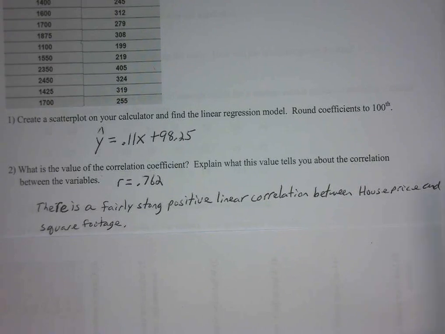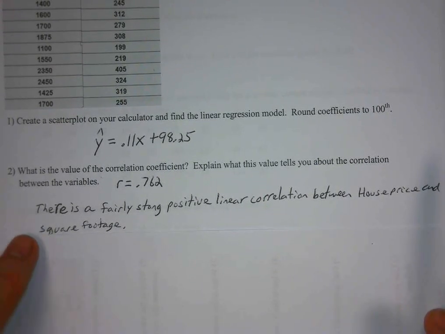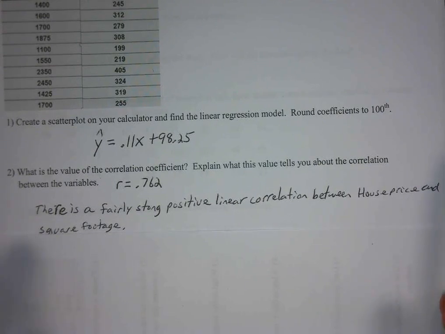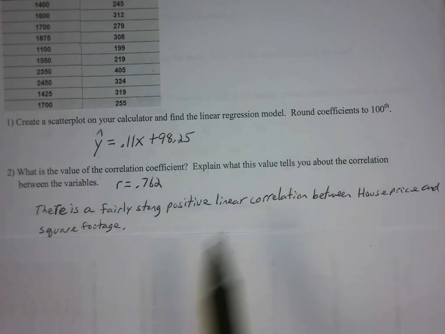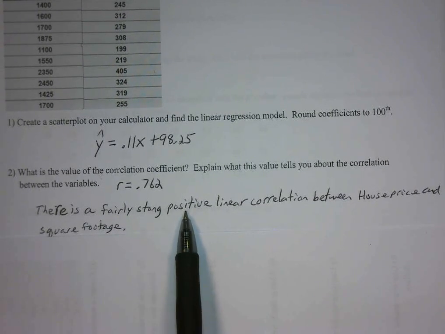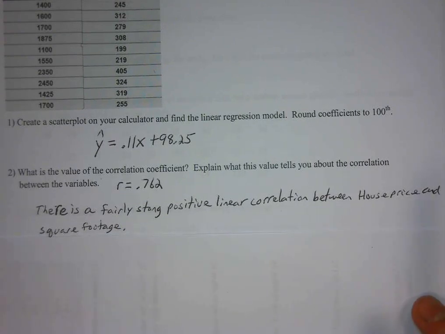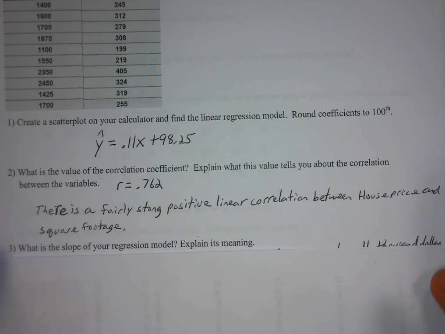So the value of r is 0.762. What that tells us is there's a fairly strong positive linear correlation between house price and square footage. To explain the value of r, you always want to use words like strong or weak, positive or negative, and that it's a linear correlation. Those are the few things that you highlight when you describe r.